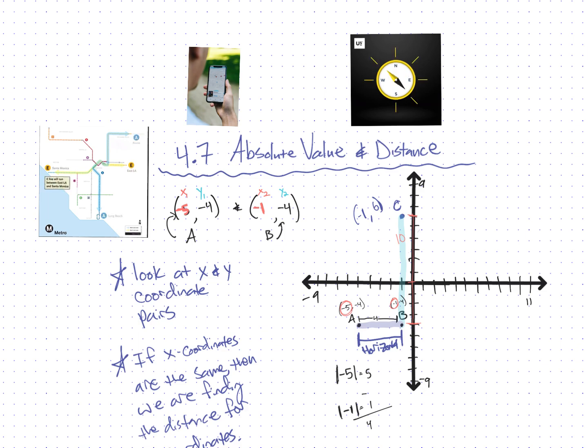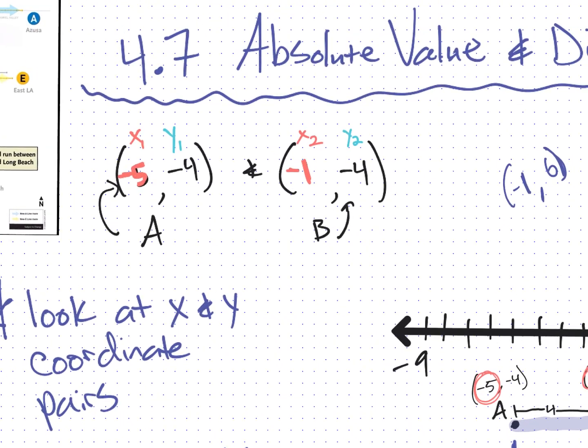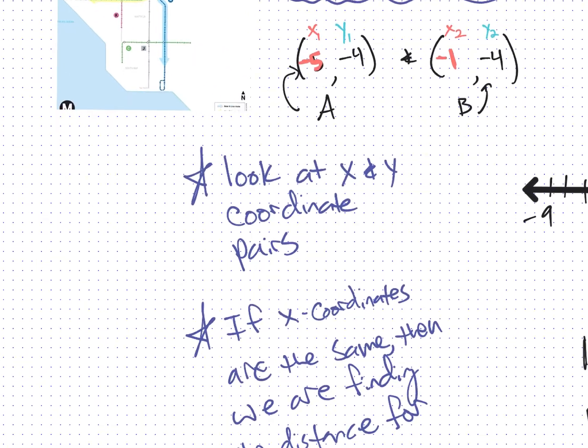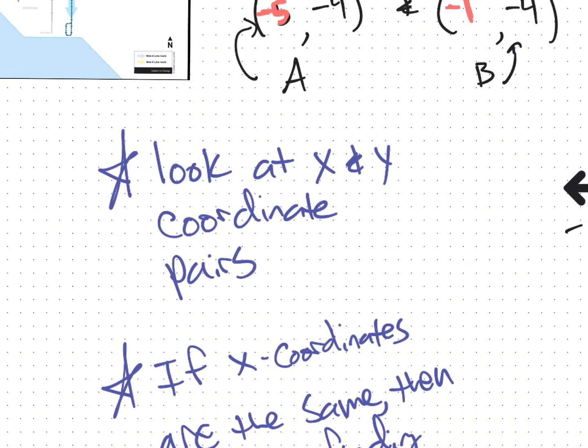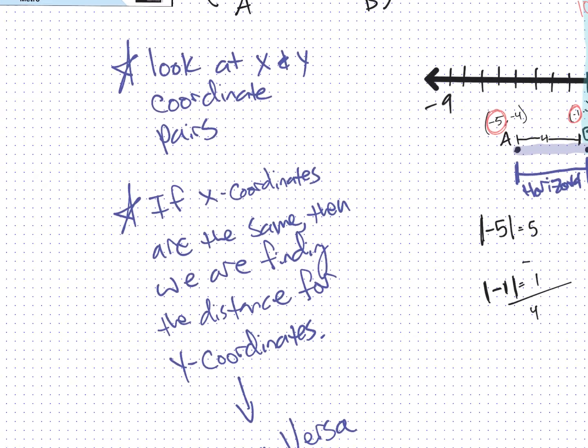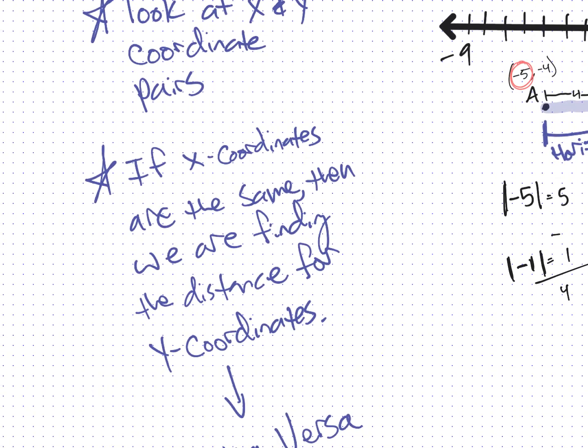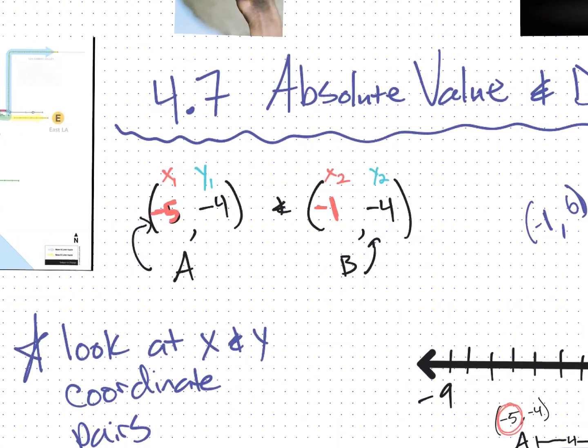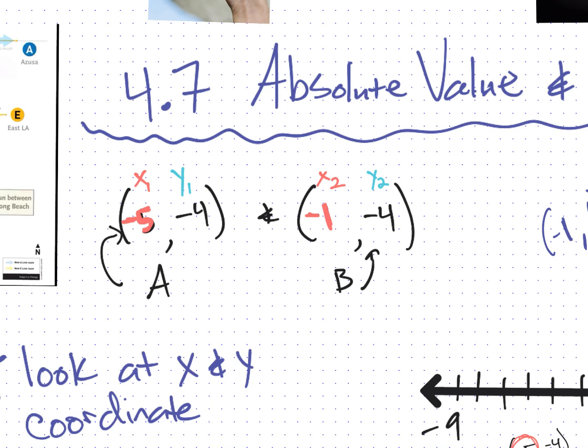So the first couple tips that I want to go over, remembering our coordinates, X and Y. We want to be looking at our X and Y coordinate pairs. If your X coordinate or Y coordinate are the same, then we have to find the distance for those coordinates. So an example of that, and this is probably a better way to say it, but if we notice between our two pairs, our Y coordinates are the same. That means we have to find the total distance for our X values, or our X coordinates.